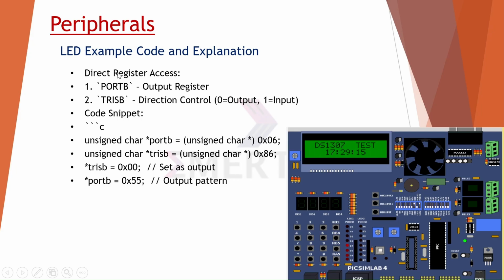LED example code and explanation: direct register address, PORTB is the output register, TRISB is the direction control, 0 for output and 1 for input. Here we have such a port for blinking the LED.